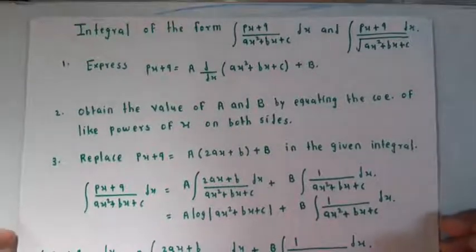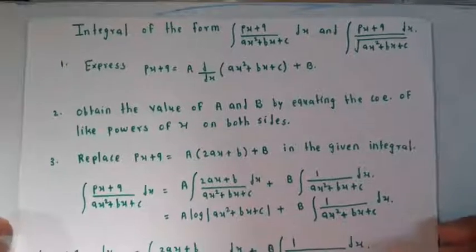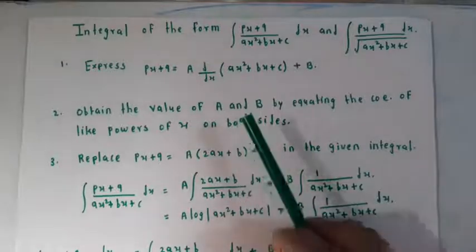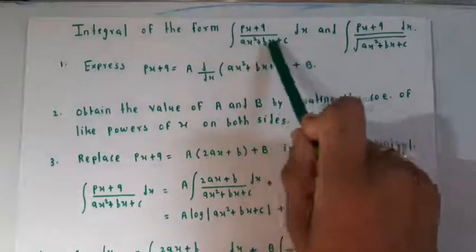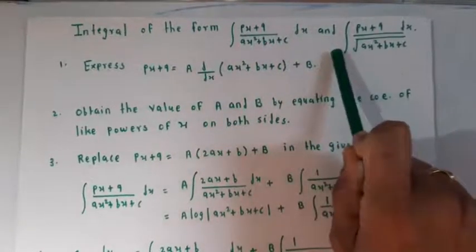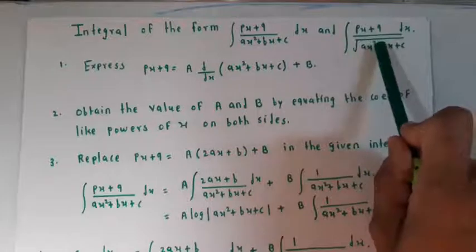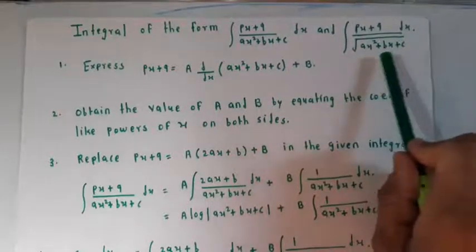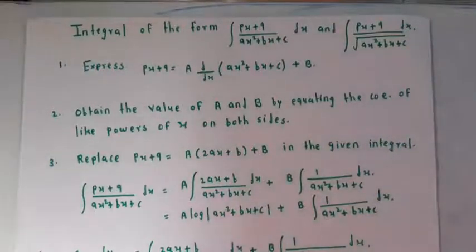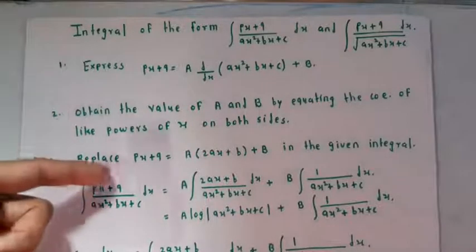Dear students, in this video we are going to start the new exercise, that is exercise 3.2c. In this exercise there are integrals of the form integration of px plus q upon ax square plus bx plus c with respect to x, and integration of px plus q upon square root of ax square plus bx plus c with respect to x. To evaluate this type of integral, we may use the following steps.